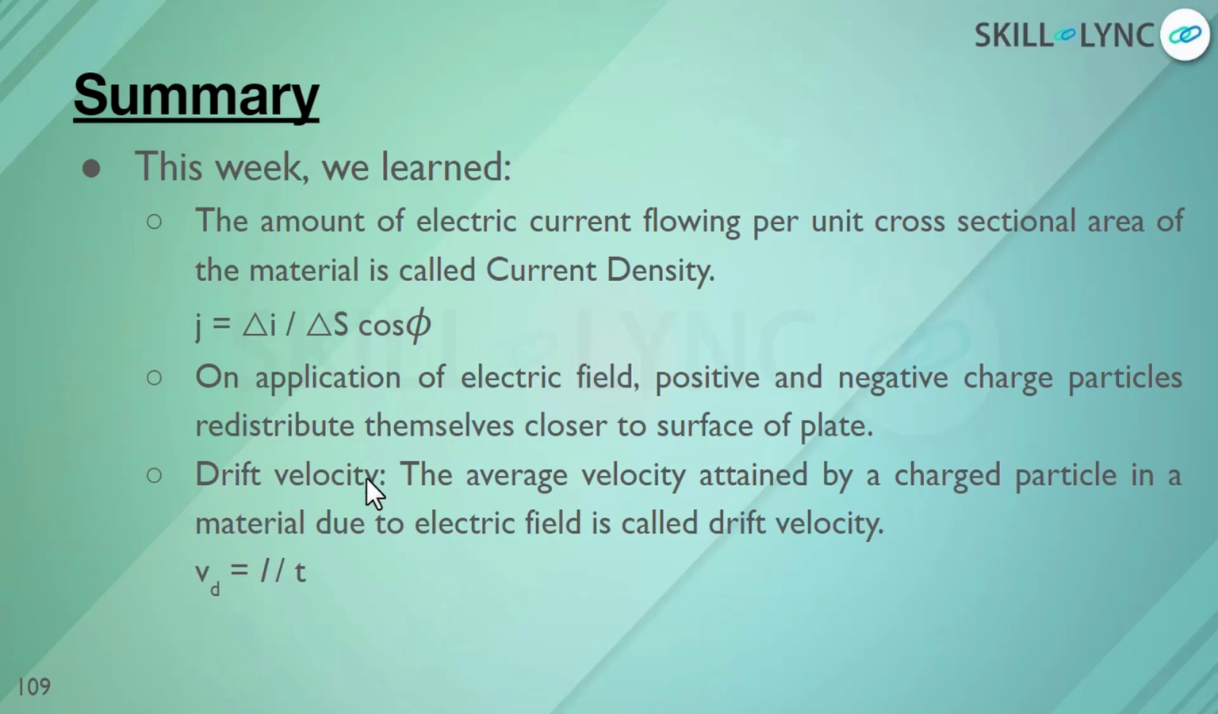Thus, that velocity is called drift velocity, represented by Vd, which equals L by t, where L is the distance covered by the particles while redistributing themselves in time t. Therefore, drift velocity is equal to L by t.